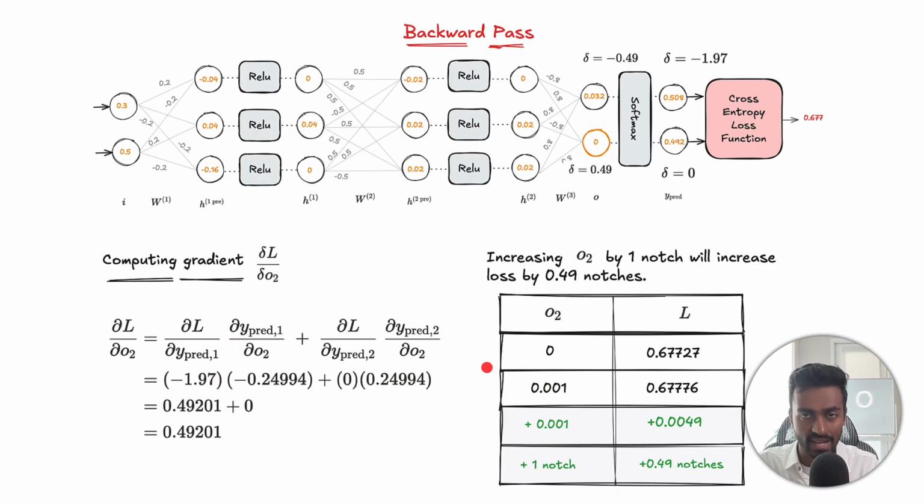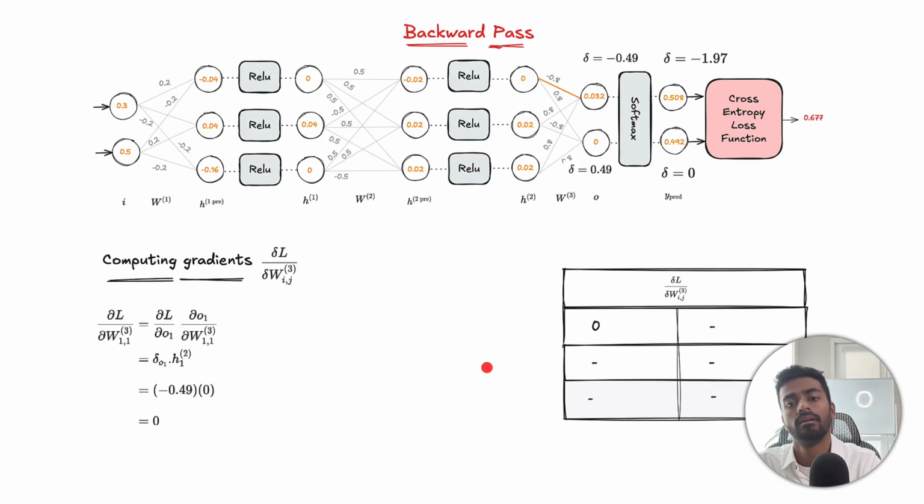So I hope all of this is making sense. Now we move on to the weights layer. In order to see how changing this weight affects the loss, in theory we already know how changing this neuron affects the loss. So we multiply that by how this neuron is affected by changing this weight. That's exactly what's given by this product. This is how the output neuron affects the loss, and this is how changing this weight affects this neuron here.